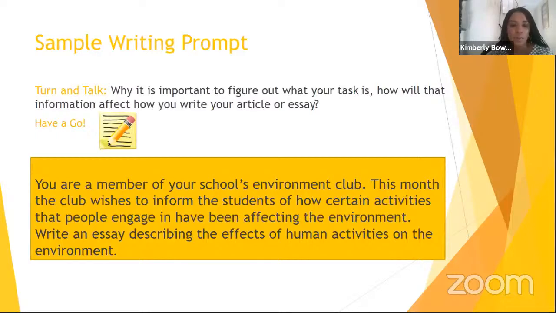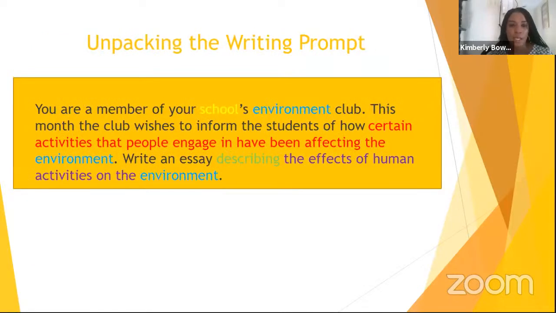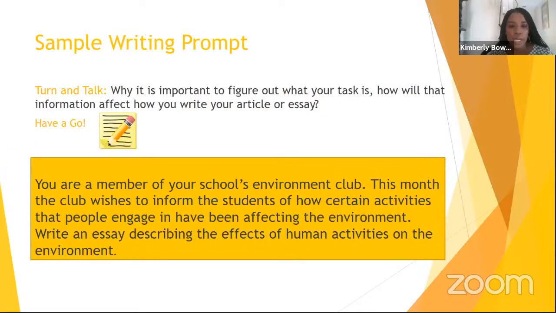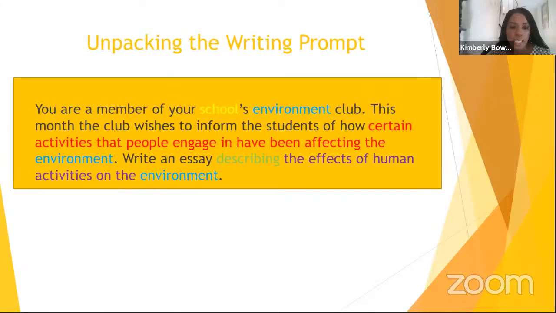So let's look at the information that we should include in our article. So we have our strong verb there in green. We're looking at the prompt once more, and it says that you're going to write an essay describing the effects of human activities on the environment. So I think it's safe to say that the information that we should include in our essay is the effects of human activities on the environment.